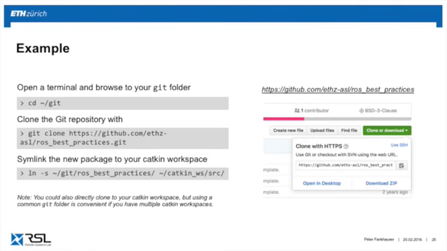Now we come to a second example. What I'd like to do is go, let's say, on a typical GitHub website and have you clone a Git repository. This is a typical tool that you'll see when working with software. And then we're going to build this on your system. So you can go on the website github.com/ethz-asl/ros_best_practices. We put up there an example ROS package for you to play around with.